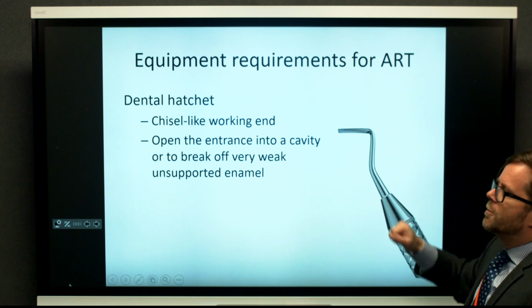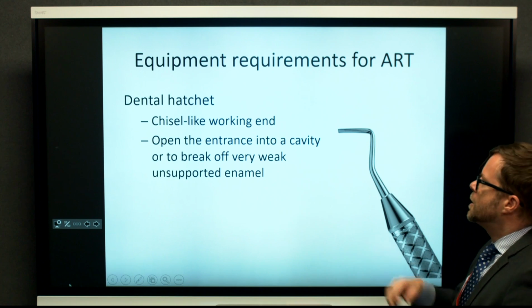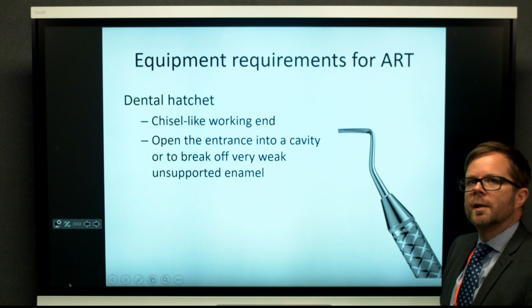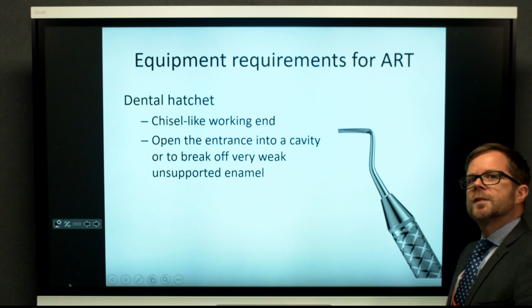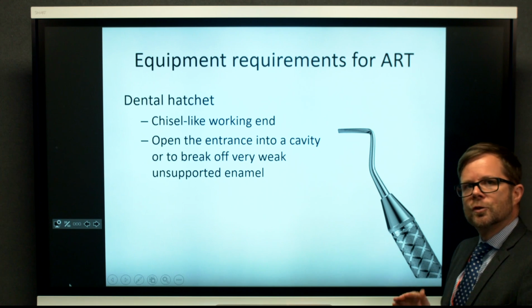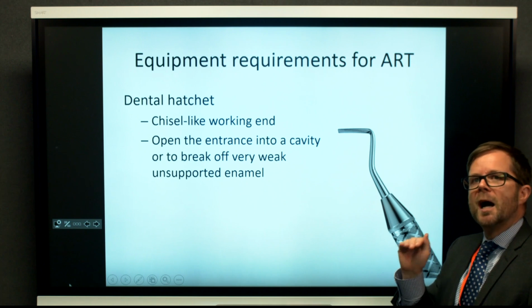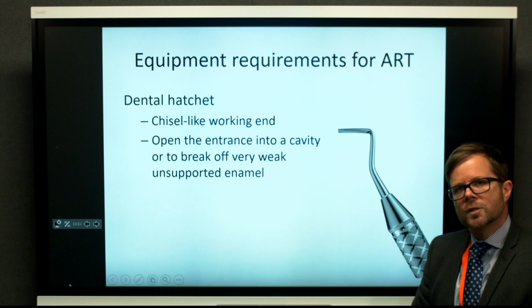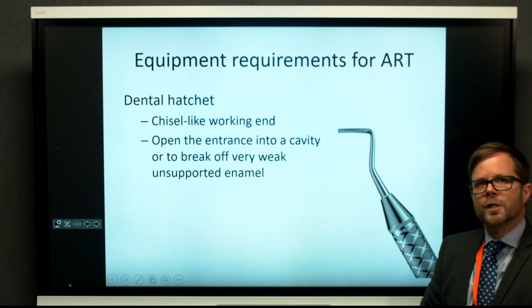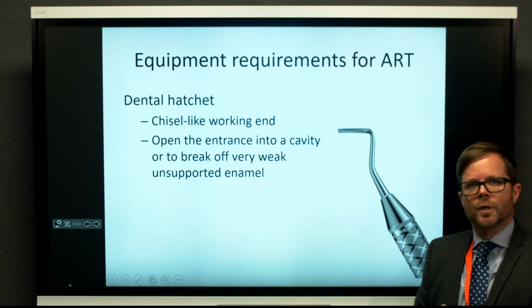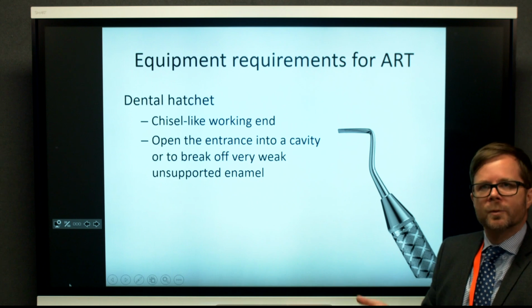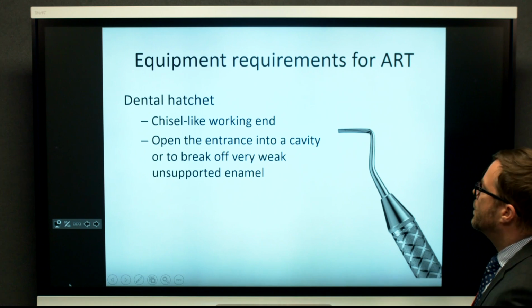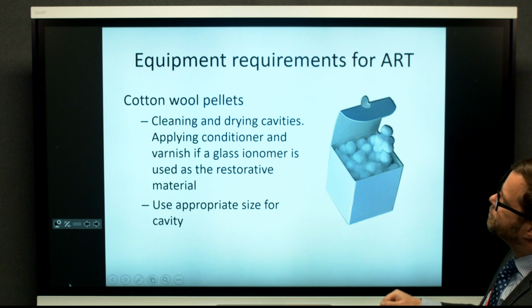Another really useful instrument is the dental hatchet, and as the name suggests, it has a very sharp sort of wedge-shaped edge. This is like a chisel, and it's used to knock off unsupported enamel. I'll show you some pictures of this in a moment. It's quite a sturdy instrument, and you can use a little bit of pressure to push against unsupported enamel to break it away so that we can actually access the cavity.